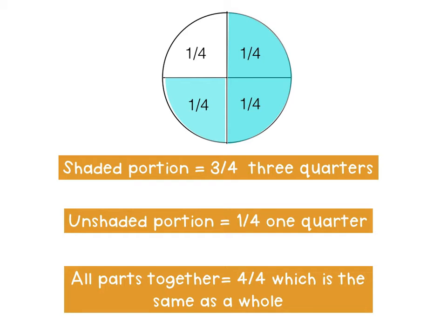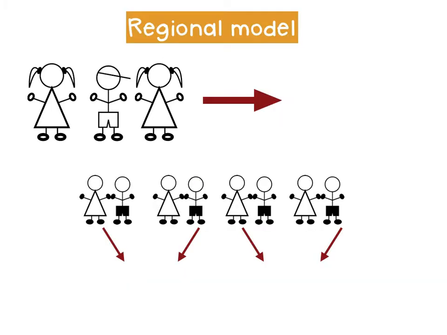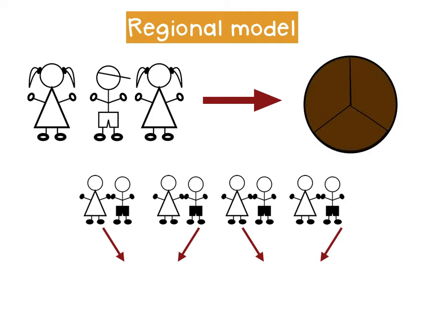A regional model to introduce fractions is comprised of real objects which can be divided into equal parts. For example, 1 cake can be shared between 3 people by cutting it into thirds.